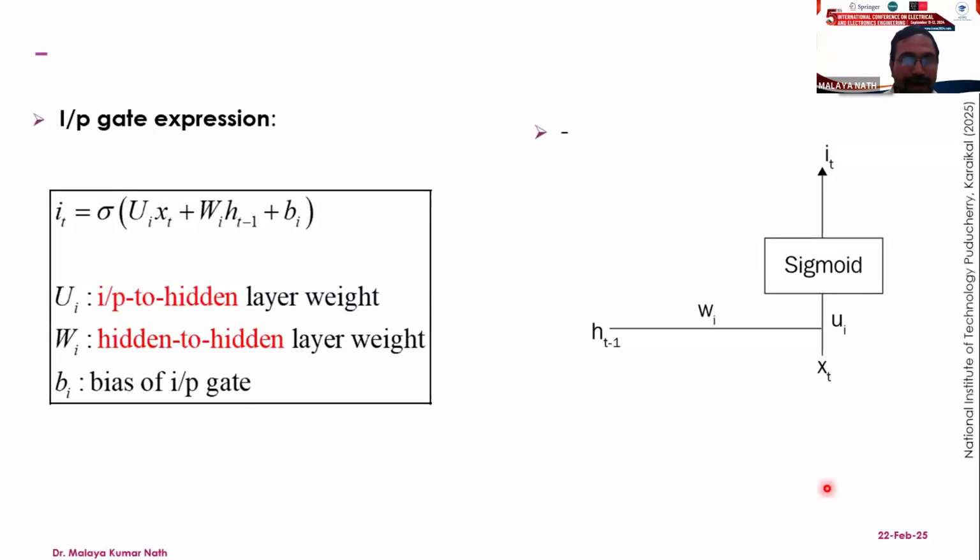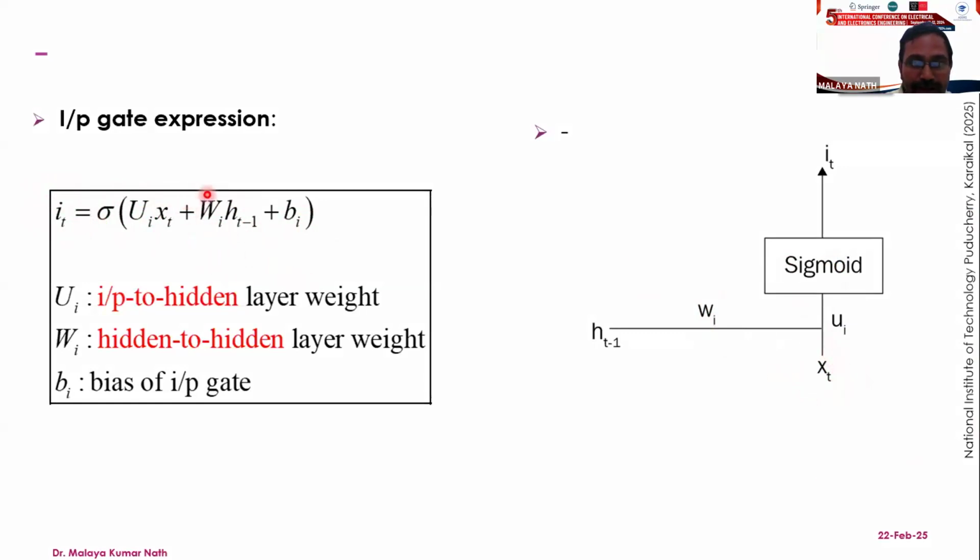Now we'll understand the mathematical representation of the input gate expression. What is the input gate expression? The input gate expression can be represented as it equals sigmoid of U i xt plus W i h of t minus 1 plus bi. What is U? U is nothing but the weight that is associated with the input to the hidden state. The i represents that it corresponds to the input gate, and xt is nothing but the input that is associated with the t-th layer.